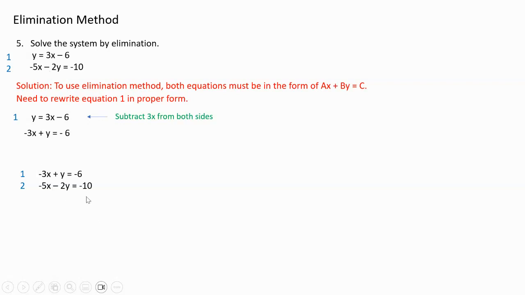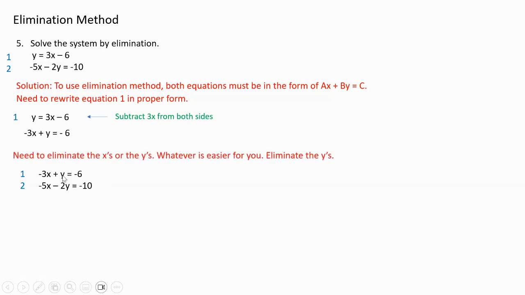Now here is where students decide what's easier for them. But you have to eliminate either the x's or the y's. I believe I'm going to do it twice. I'm going to do it once by eliminating the y's, and then on the other side, I'm going to eliminate the x's, just so you see the difference between both.